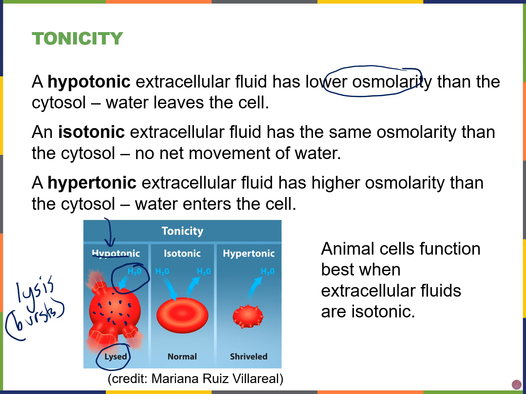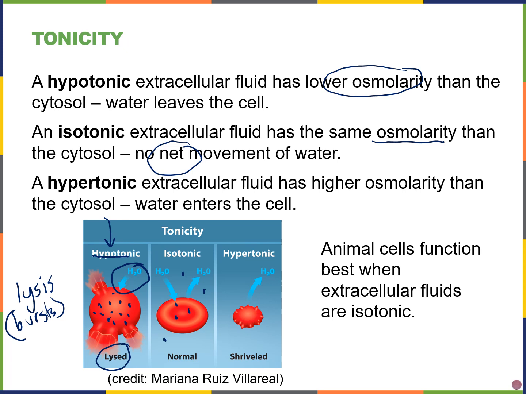And in an isotonic solution, the environment has the same osmolarity compared to the inside of the cell. So let's pretend I have a certain solute concentration outside, and it's equal to the solute concentration inside. So there is no net movement of water into or out of the cell.